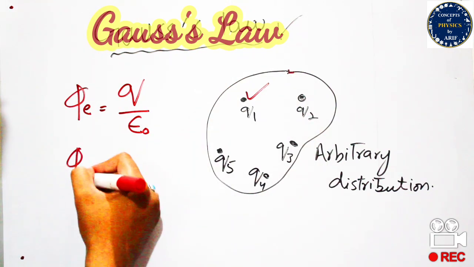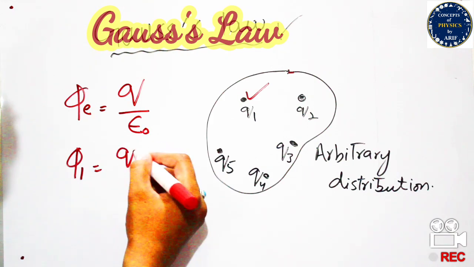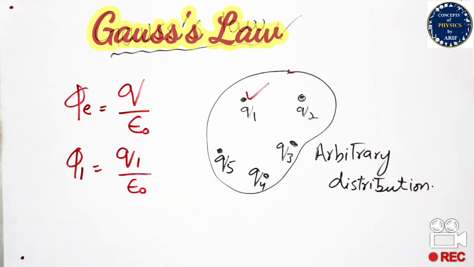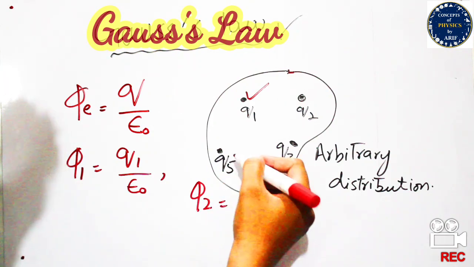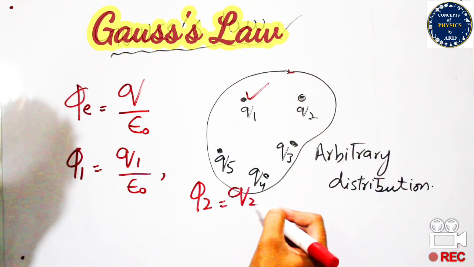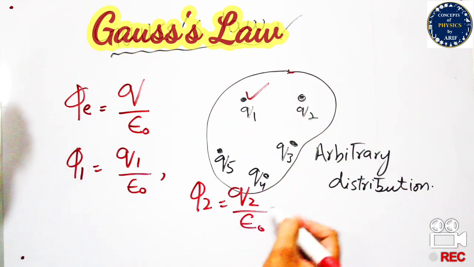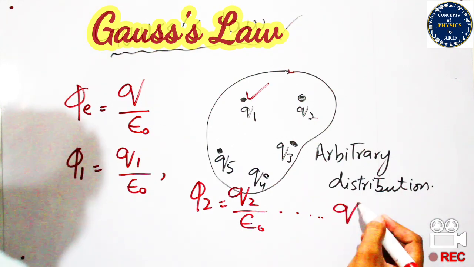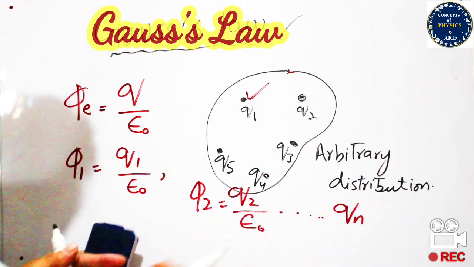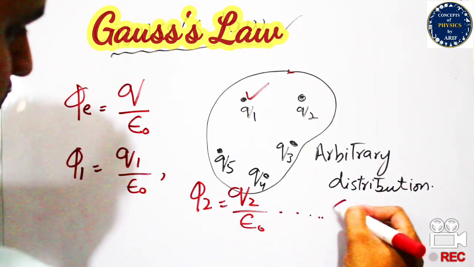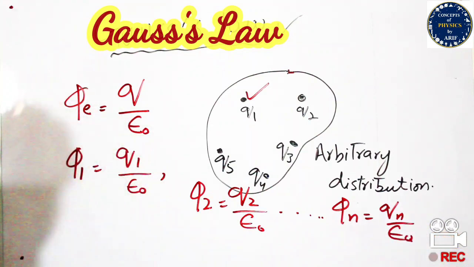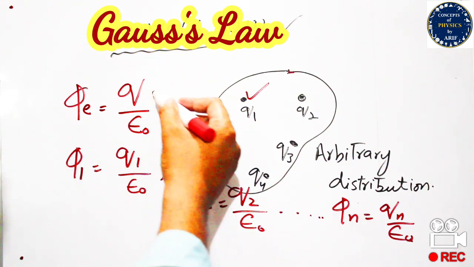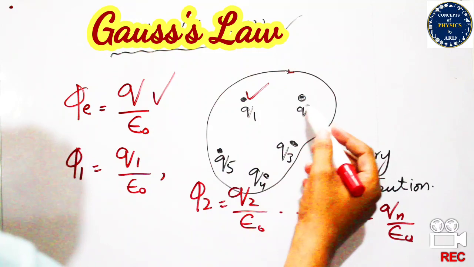So for example, the flux related to Q1 will be Q1 over epsilon naught, because this formula was previously discussed in the last topic. For charge Q2, the flux will be Q2 over epsilon naught, and this epsilon naught is the permittivity of free space. Similarly for charge 3 and charge 4, every charge has a flux. So for the nth charge, the flux is Qn over epsilon naught.